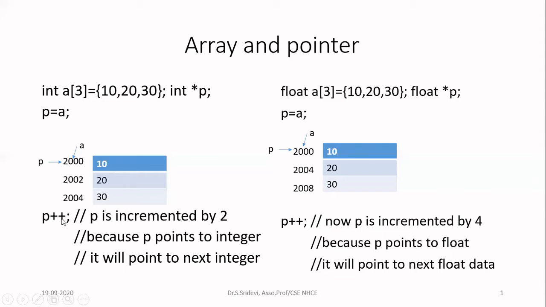Here, P is nothing but a pointer to an integer. If you write P++, the pointer will be incremented by the size of the integer variable. Now, in this example, I told you that the size of the integer variable is 2. So, P is now incremented by 2. Initially, P is 2000. Now it is incremented by 2. We will have 2002. So, it will now point to the next integer.